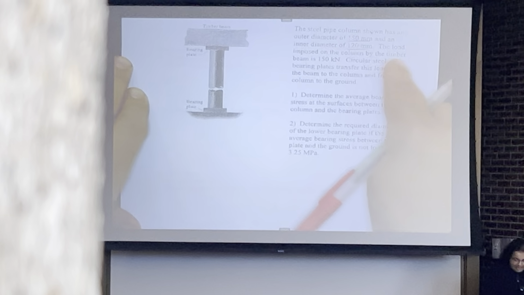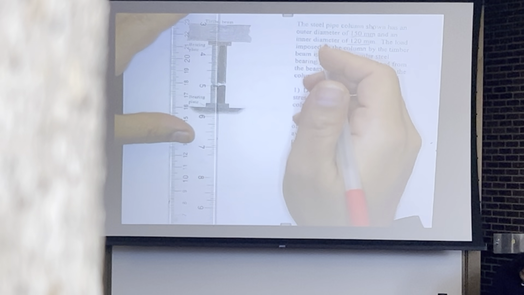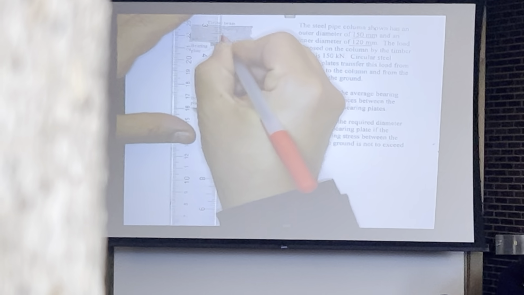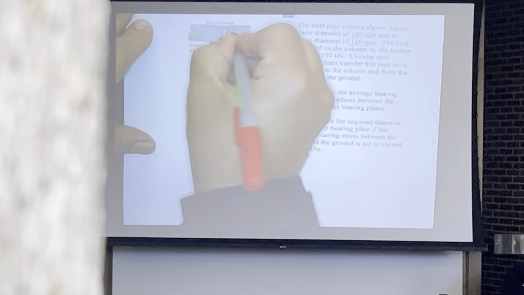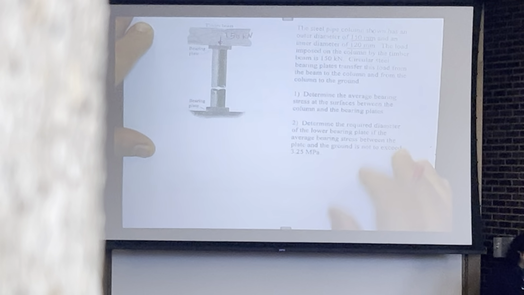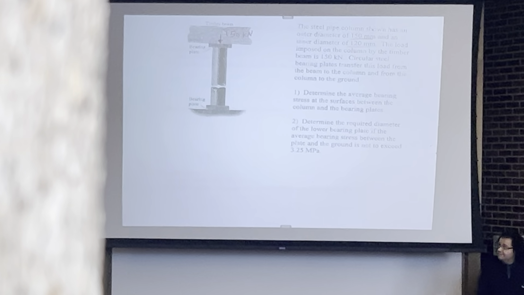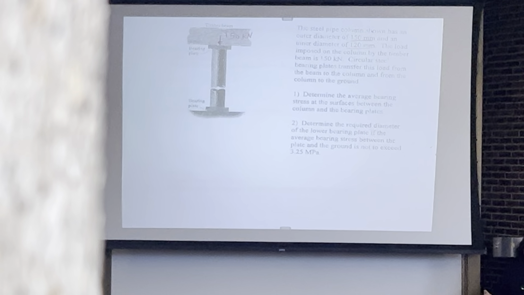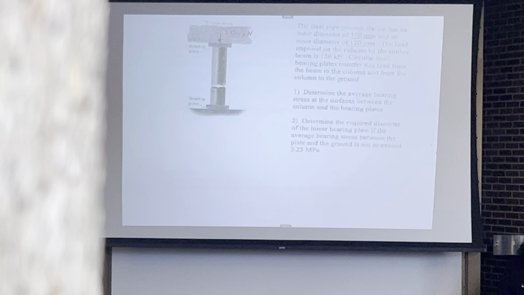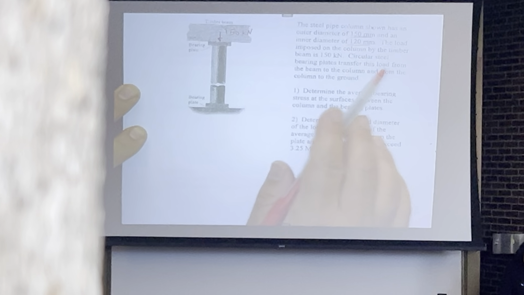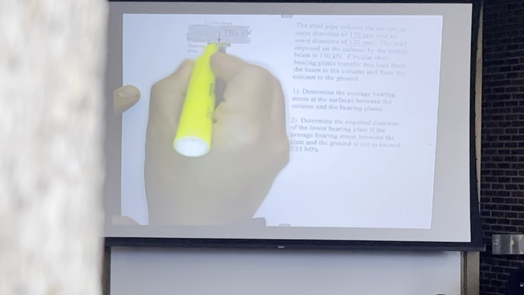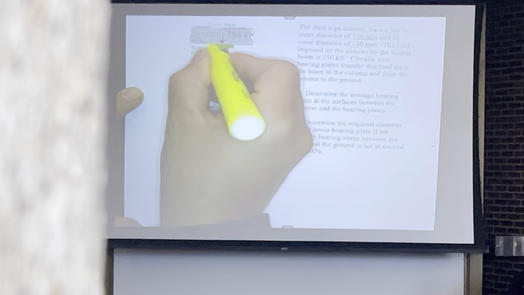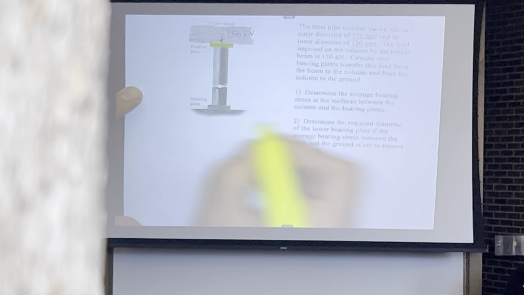And the load imposed on the column by the timber beam is 150 kilonewtons. So there is a force that is applied from the timber beam to this column, which is equal to 150 kilonewtons. And this is the piece of information that I was talking about. Circular steel bearing plates transfer this load from the beam to the column, and then from the column to the ground.